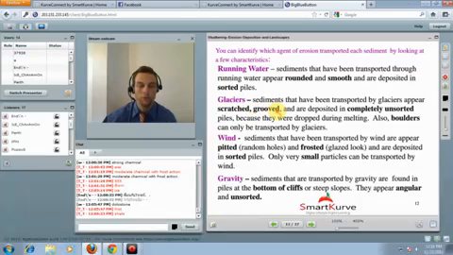They're scratched, they're grooved. This is because, like I said, these sediments are really taking a beating inside the glacier. And here we go. Boulders can only be transported by glaciers. We saw an example of a wind-eroded rock earlier.